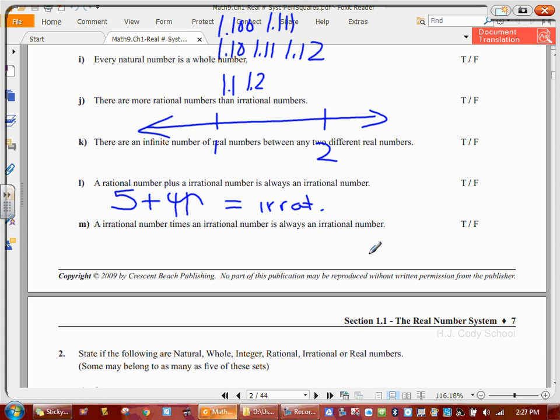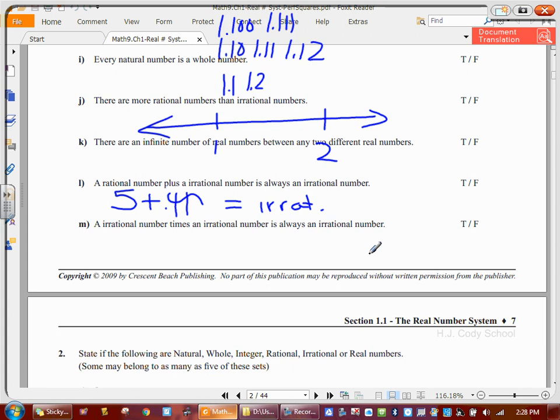And remember, pi is not the only run-on decimal. Any non-perfect square root will do the same thing. So 5 plus a non-perfect square root, same answer. It's going to be an irrational number. Okay? So that one is true. The last question says, an irrational times an irrational gives you an irrational.